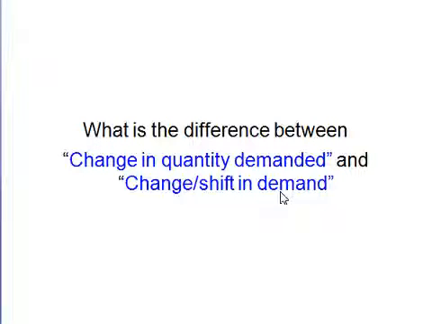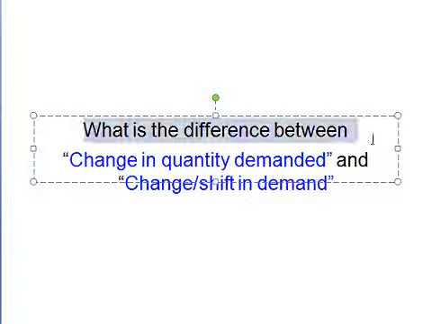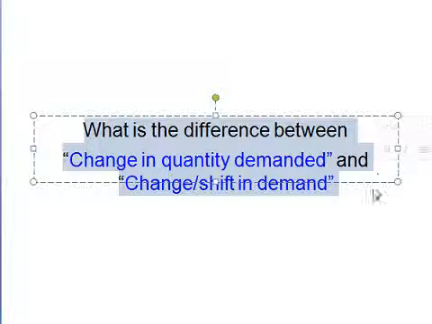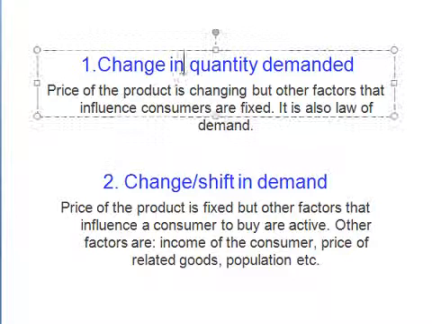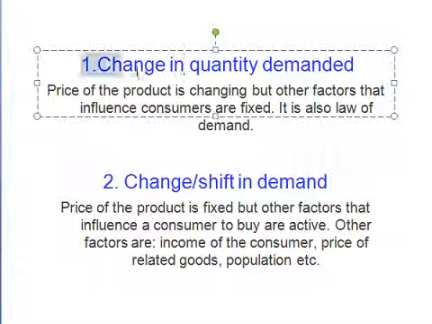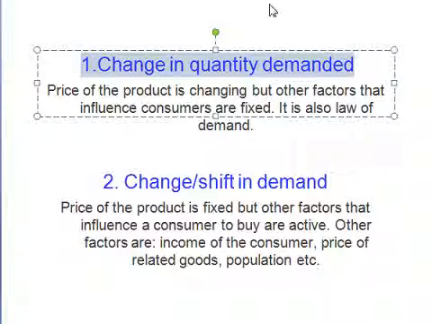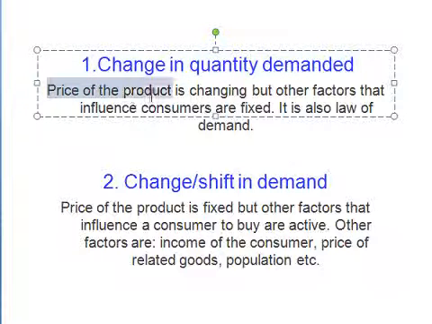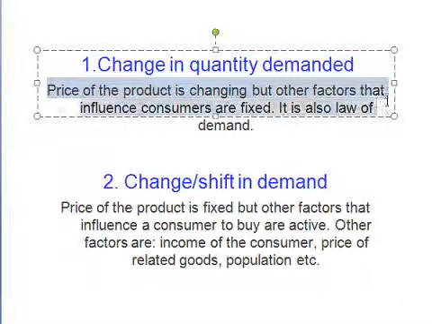Today we talk about what is the difference between change in quantity demanded and change or shift in demand. What is change in quantity demanded? Change in quantity demanded happens when the price of the product is changing but other factors that influence a consumer are fixed, and this is also called the law of demand.